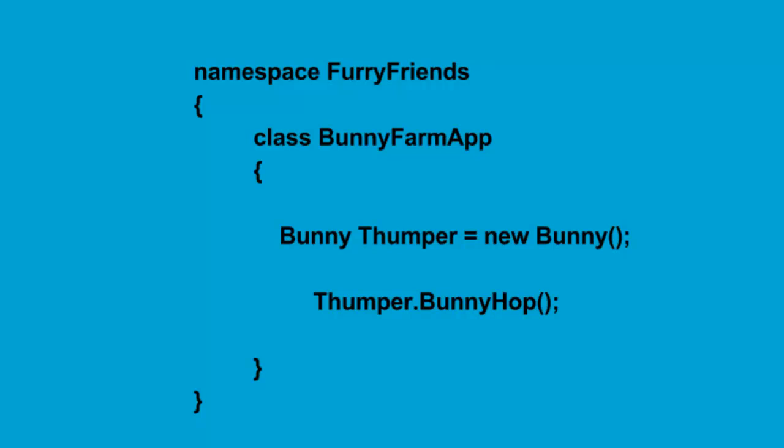And then down below it, we're going to look at thumper.bunnyHop. What does this do? It says, well, this object we created called thumper, we're going to actually call and utilize the method bunnyHop. So we can do what? Make the bunny hop.